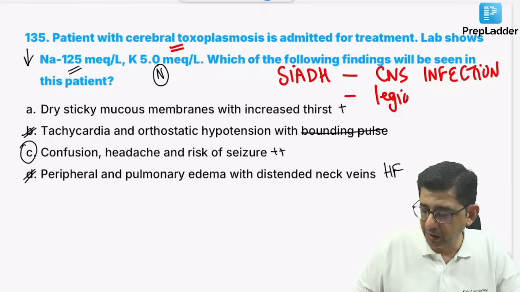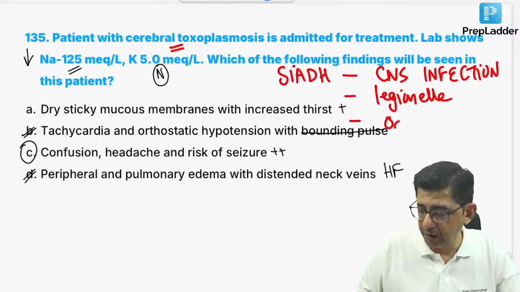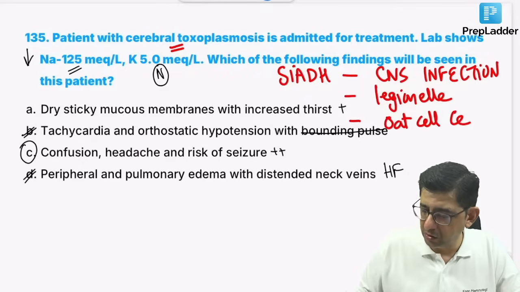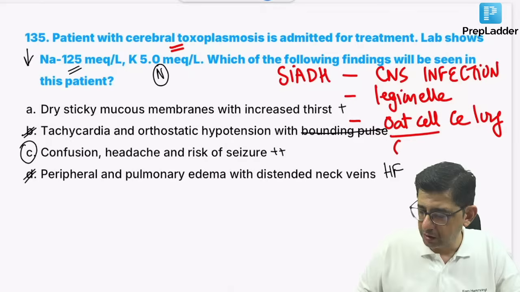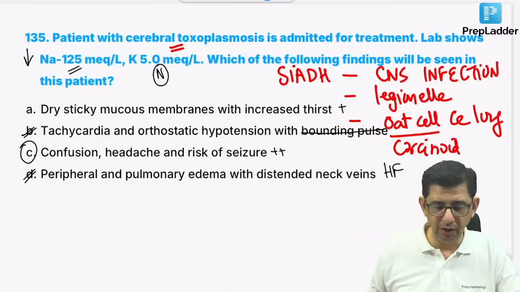Then they will ask you a bacterial pneumonia that will cause SIADH, that is Legionella pneumophila. And third would be lung cancer, that is oat cell cancer, or it can be carcinoid tumor, that is an ectopic production that is occurring in a patient. These are the three common scenarios that would be present.